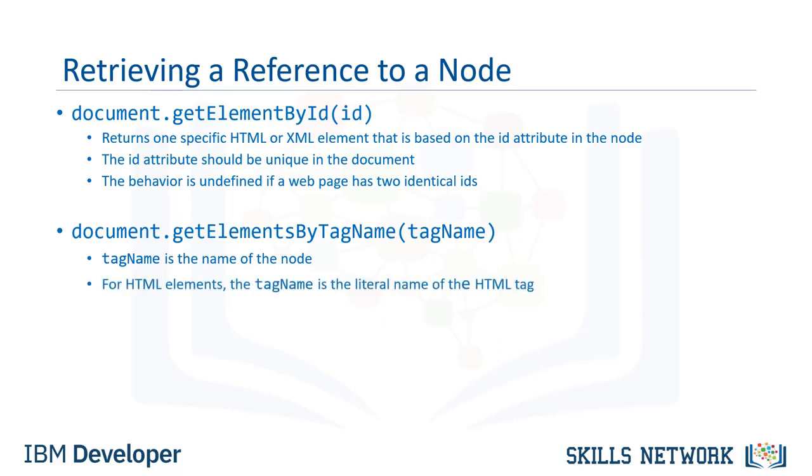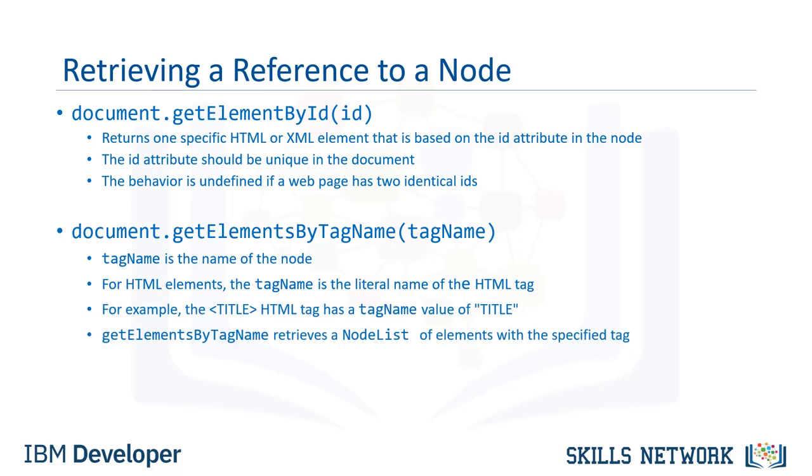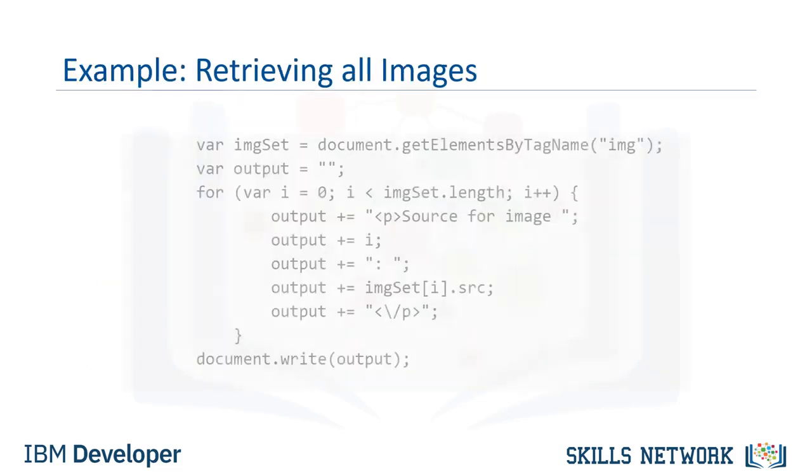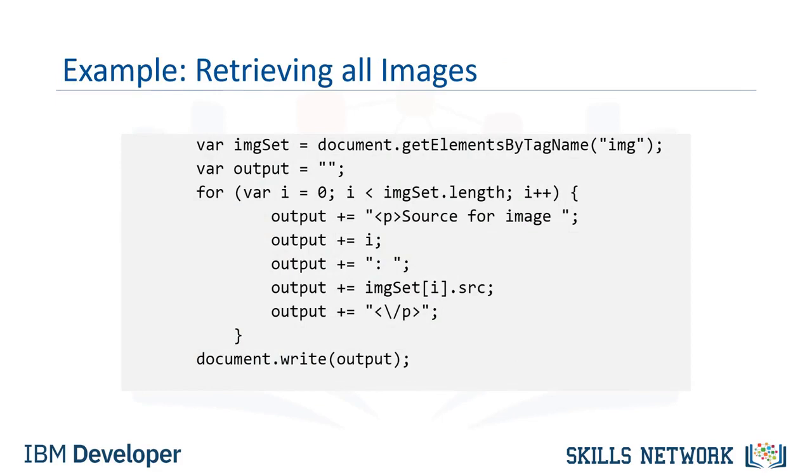For HTML elements, the tag name parameter is the literal name of the HTML tag. If you run the function getElementsByTagName with a p as a parameter argument, a node list of all the paragraphs in the document is returned. This example shows how you can retrieve all the image elements from a web page by using the getElementsByTagName function and passing img as the parameter argument. The result is a node list that is assigned to the variable ImageSet.